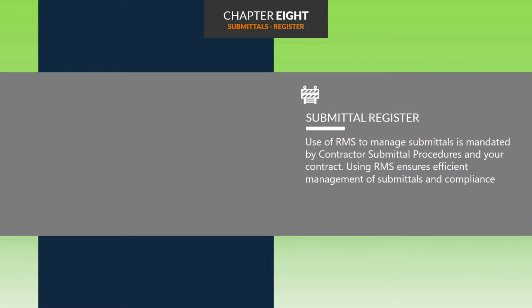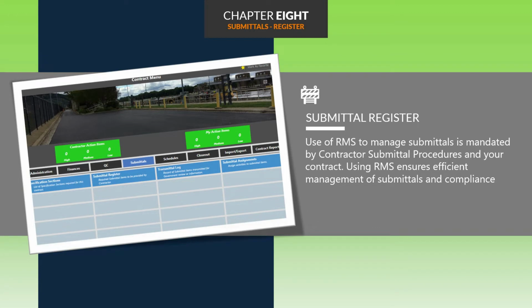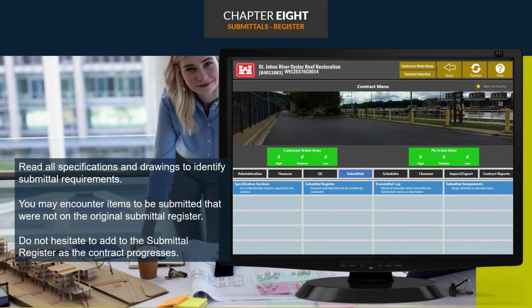Next, we're going to take a look at the Submittal Register. As I've said before, the use of RMS to manage submittals is mandated by your contract. Read your submittal paragraphs carefully and make sure to include any submittals not listed in RMS. Adding items into the Submittal Register is not uncommon. Now let's go ahead and dig into the Submittal Register, which we're going to build. Click the blue Submittal Register tab.